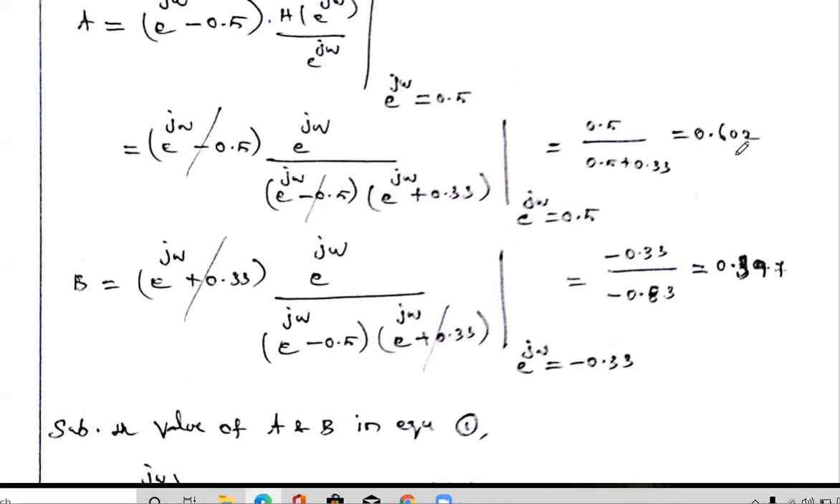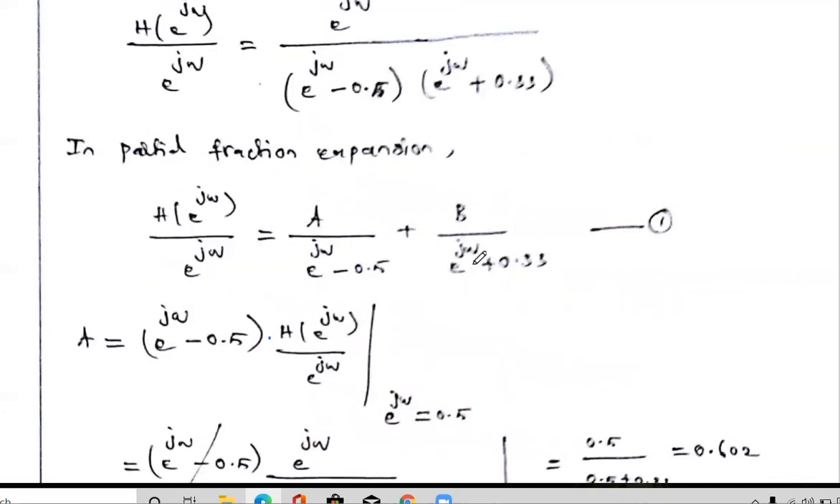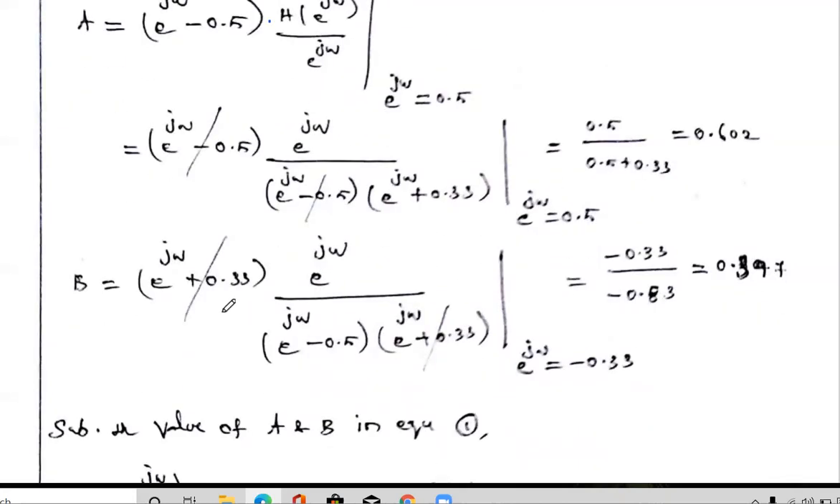So the answer is 0.602. Okay, similarly, B is calculated like that. What is the value of B? It is (e^jω + 0.33) into the total H(e^jω)/e^jω, at the condition that e^jω equals minus 0.33.